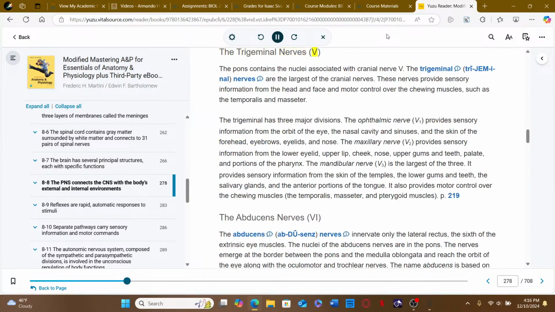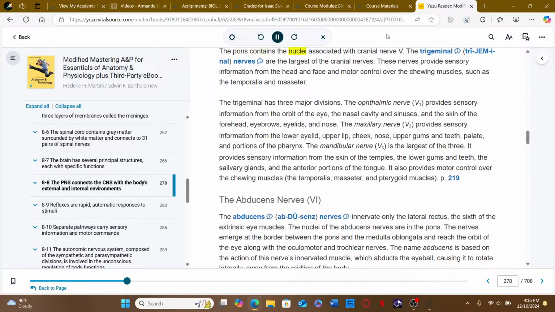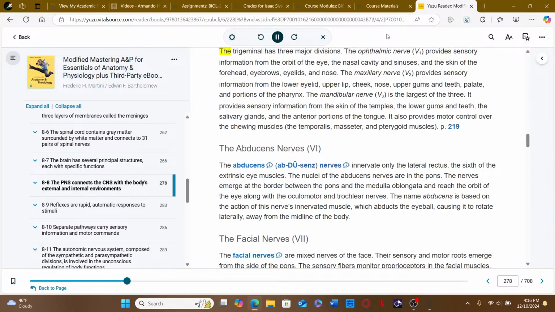The trigeminal nerves, V. The pons contains the nuclei associated with cranial nerve V. The trigeminal nerves are the largest of the cranial nerves. These nerves provide sensory information from the head and face and motor control over the chewing muscles, such as the temporalis and masseter. The trigeminal has 3 major divisions. The ophthalmic nerve, V1, provides sensory information from the orbit of the eye, the nasal cavity and sinuses, and the skin of the forehead, eyebrows, eyelids, and nose.